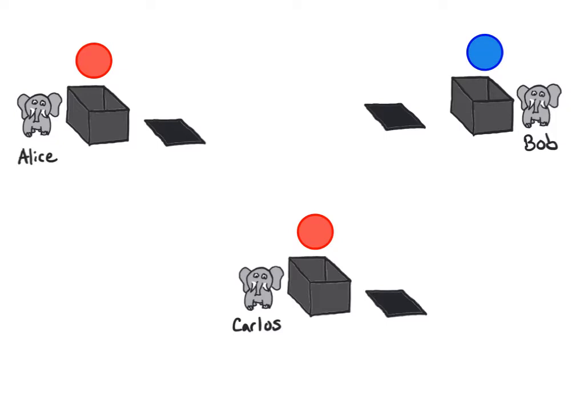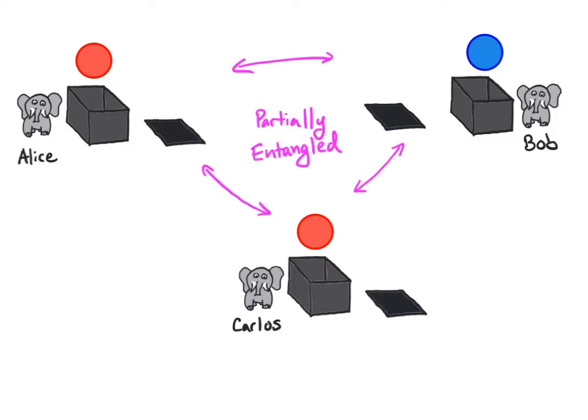Carlos is in the same position as Alice because he also, it turns out, has a red marble. Bob is a little bit lucky, though, because if Bob looks inside of his box, he'll find a blue marble, which means he does know exactly what Carlos and Alice are going to find because there are only red marbles left. Nonetheless, this is not maximal entanglement because a measurement of one part of this system or of one of these states doesn't necessarily provide all the information about the rest of the system.